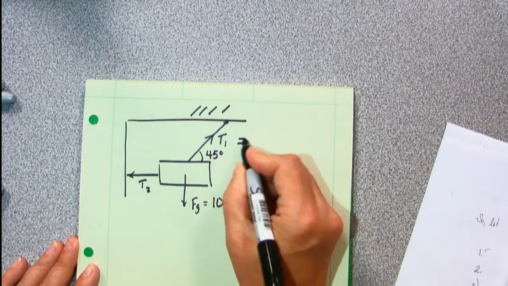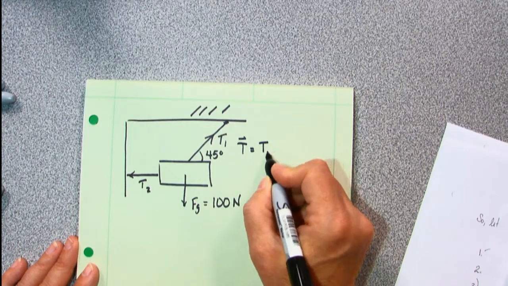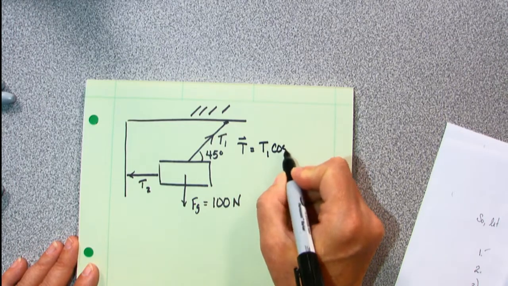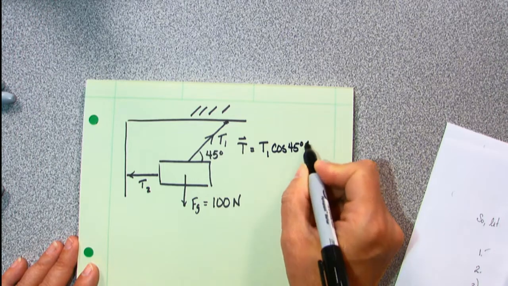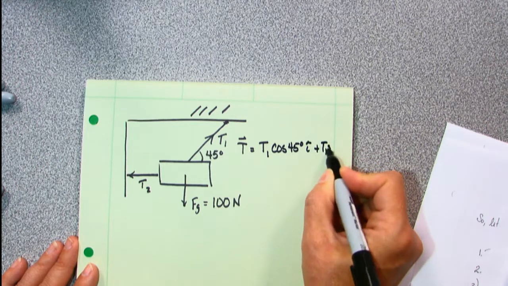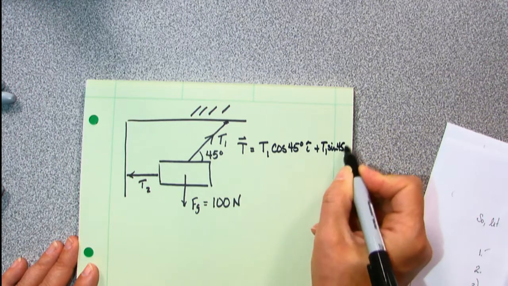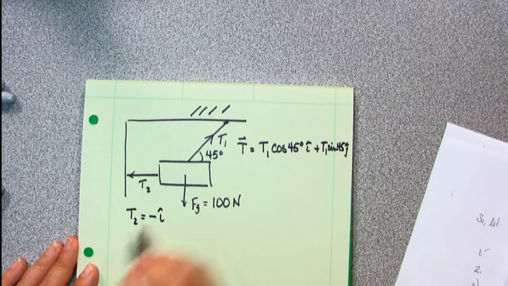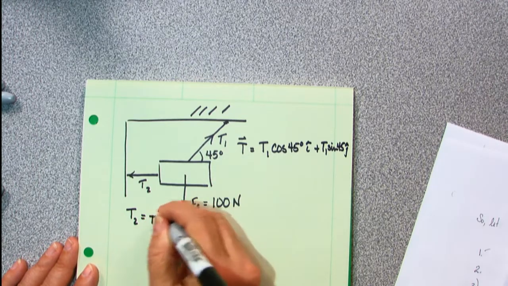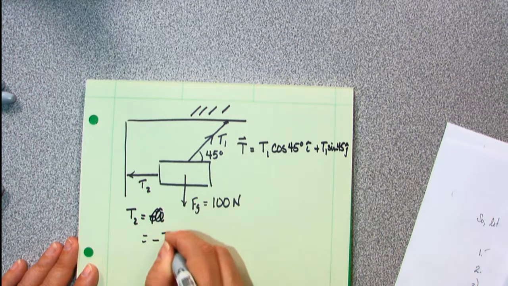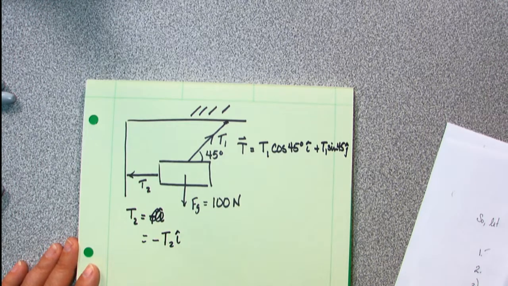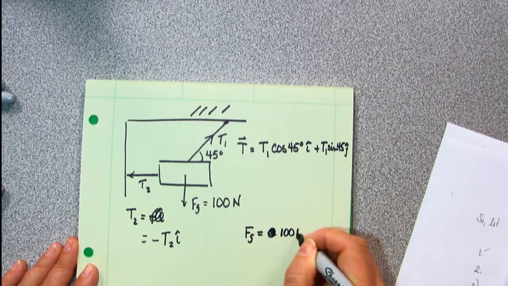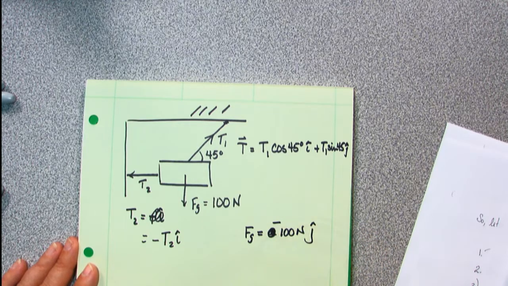So tension 1 is going to equal T1 cosine 45 degrees in the I direction. I've got T1 sine 45 degrees in the J direction. Tension 2 is just in the negative I direction, so I'm going to rewrite it as minus T2 in the I direction. And my force due to gravity is 100 newtons, but it's in the J direction and it's going negative.